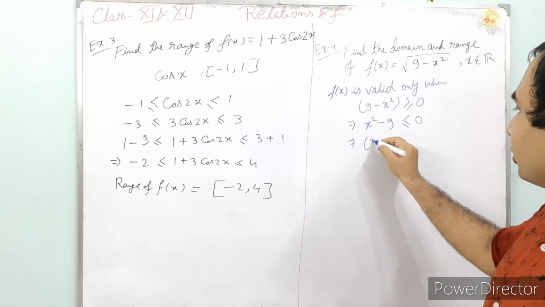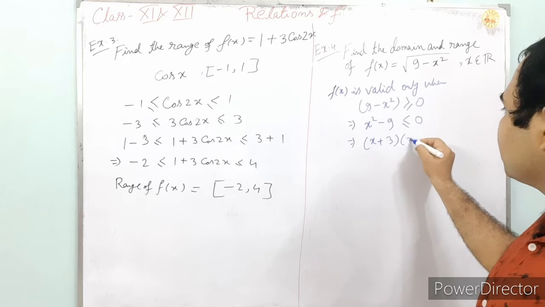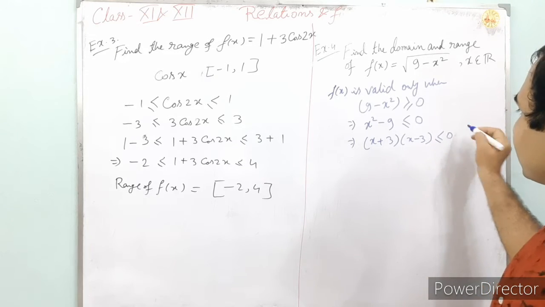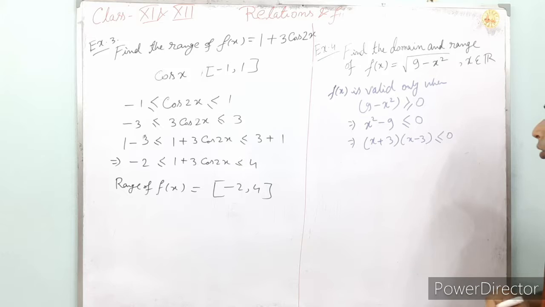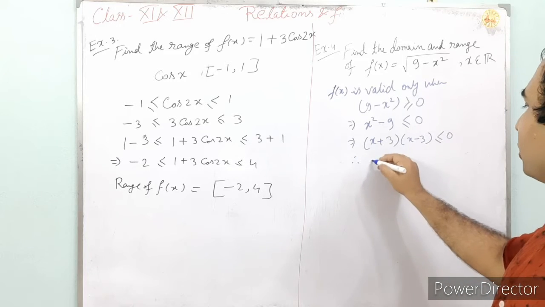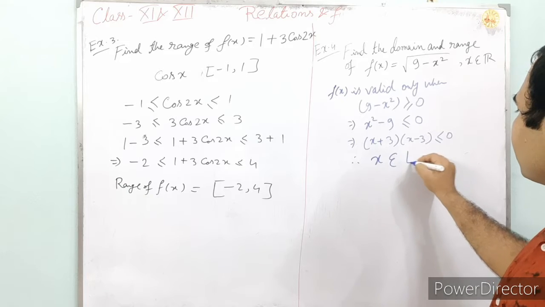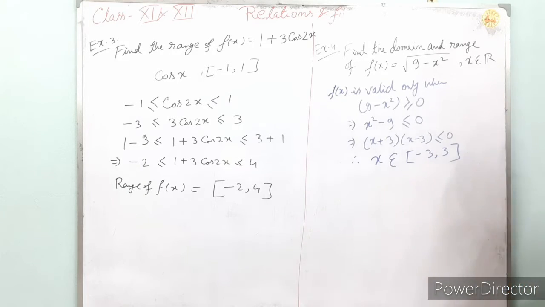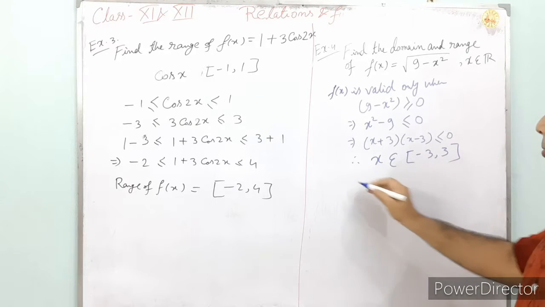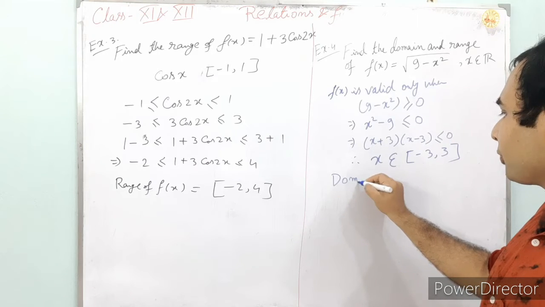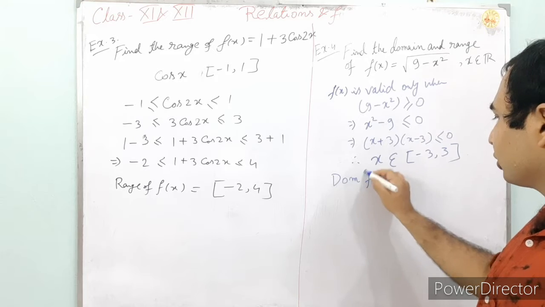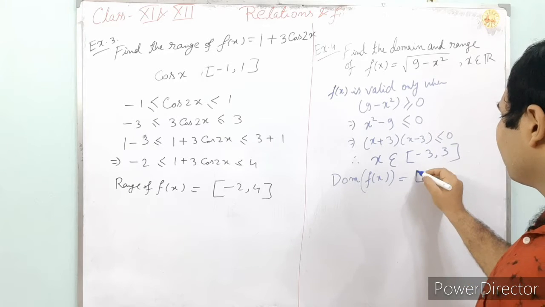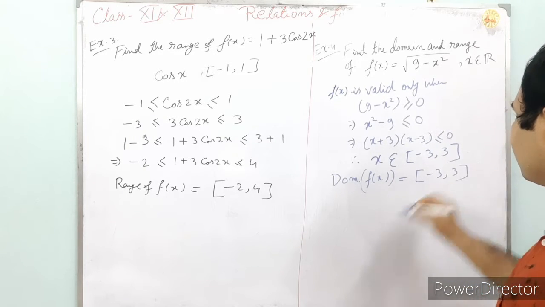So that means (x plus 3) into (x minus 3) is less than or equal to 0. From here we can conclude x belongs to the closed interval minus 3 to 3. So this is the domain. Domain of f(x) equals minus 3 to 3.